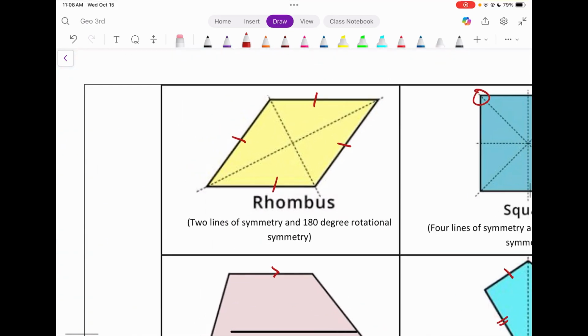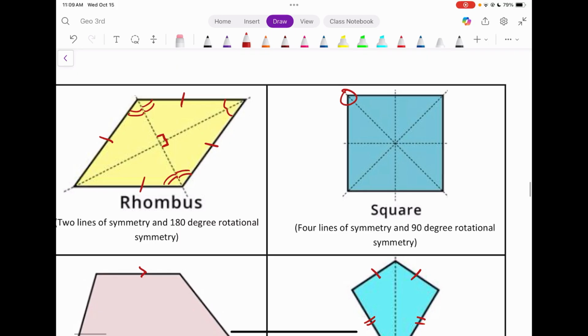Rhombuses also have two lines of symmetry and rotational symmetry. Something special about a rhombus: notice that these two angles right here form a straight line, and since they have to be the same measure, we know that they'd both be 90, so the diagonals bisect each other. Because of the lines of symmetry, we know those two angles would be the same. We would know that these two angles would be the same, and because of the symmetry, these would be the same.